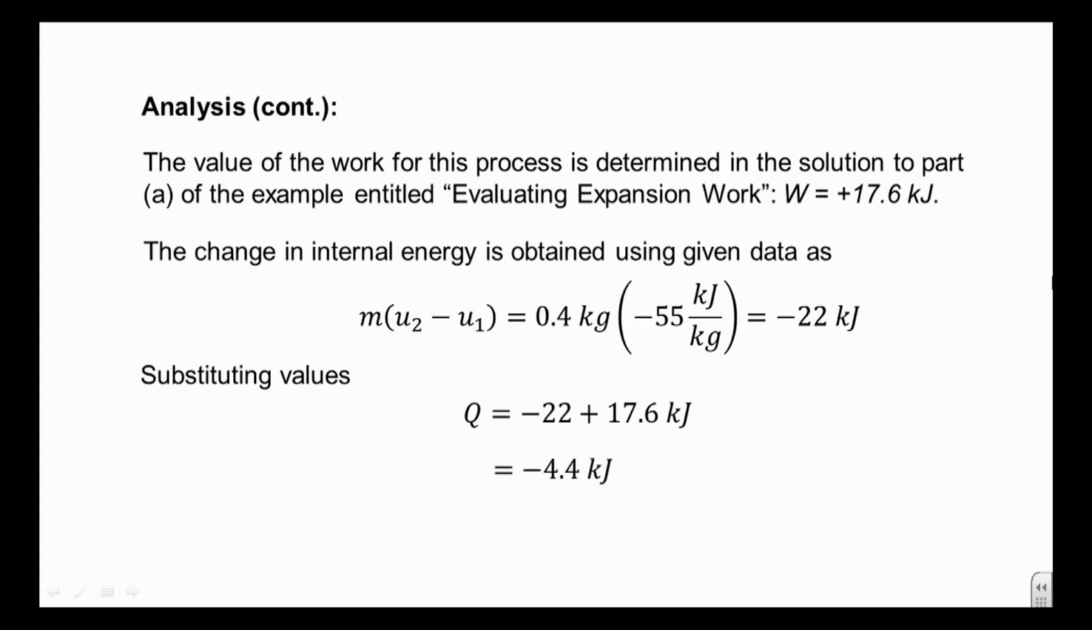Finally, substituting this value and the value of the work obtained in the corresponding example into the expression for the heat transfer, we obtain the following. Q is equal to minus 22 plus 17.6 kilojoules, which is equal to minus 4.4 kilojoules, which is the answer we were seeking for the heat transfer during the process under the conditions specified.